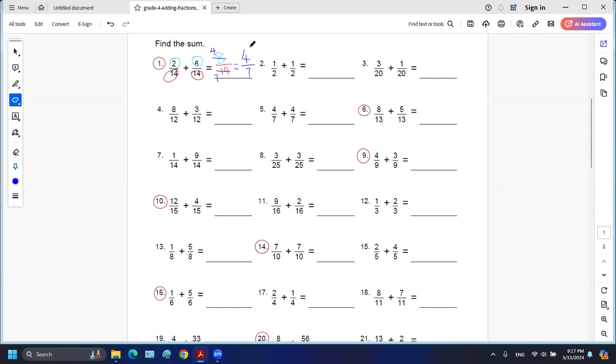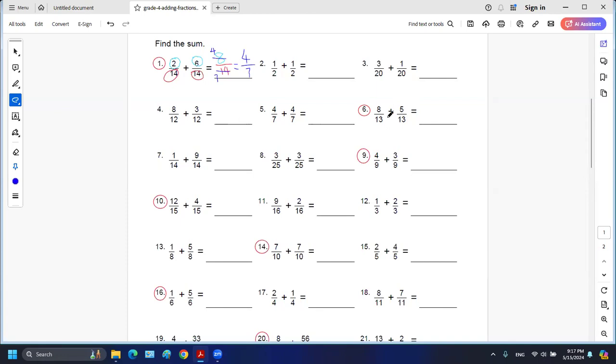So the new fraction is 4 over 7. And that is the final answer because 7 is an odd number and 4 is an even number.